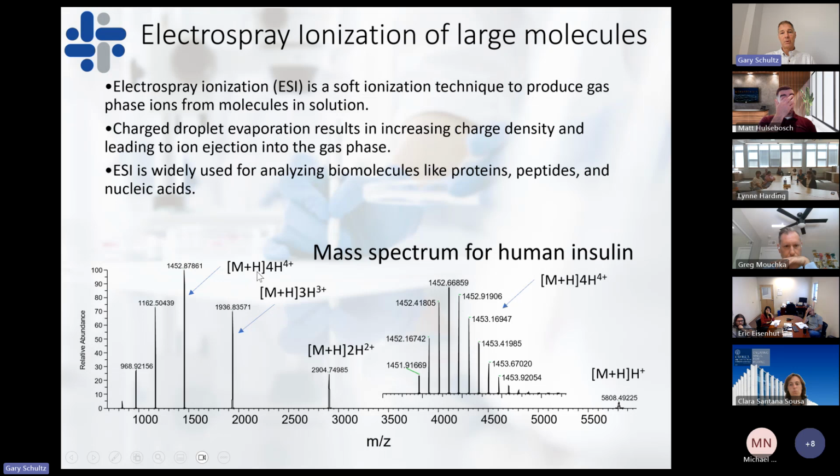So we add four protons to this species, and that causes the mass to charge to fall down to 1452. You can zoom in on this peak right here, and this is what the insert shows: when you use a high-resolution mass spectrometer, you can start to resolve all these different charge states and then the isomers that fall within this peak.